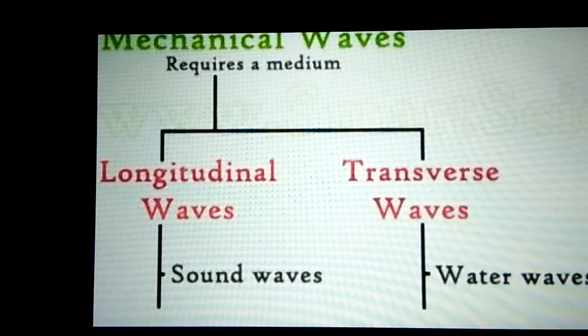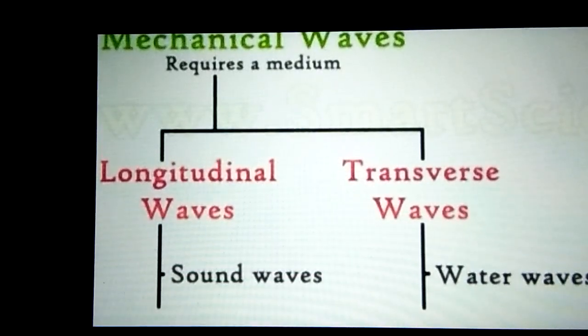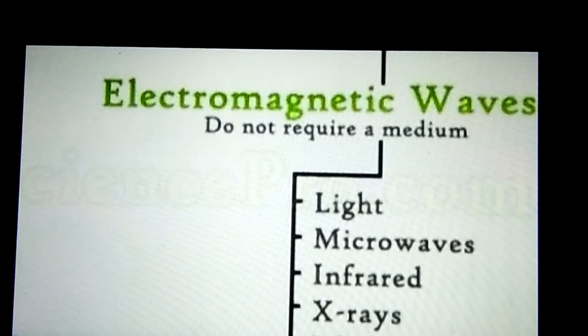So mechanical waves are the waves which require a medium for its propagation. Mechanical waves are divided into two: longitudinal waves and transverse waves. Sound waves are longitudinal waves, whereas water waves are transverse waves. We will see longitudinal and transverse waves in detail. Second one is electromagnetic waves. Electromagnetic waves are the waves which do not require a medium for their propagation, and they travel faster than mechanical waves. Example for electromagnetic wave is the light wave.